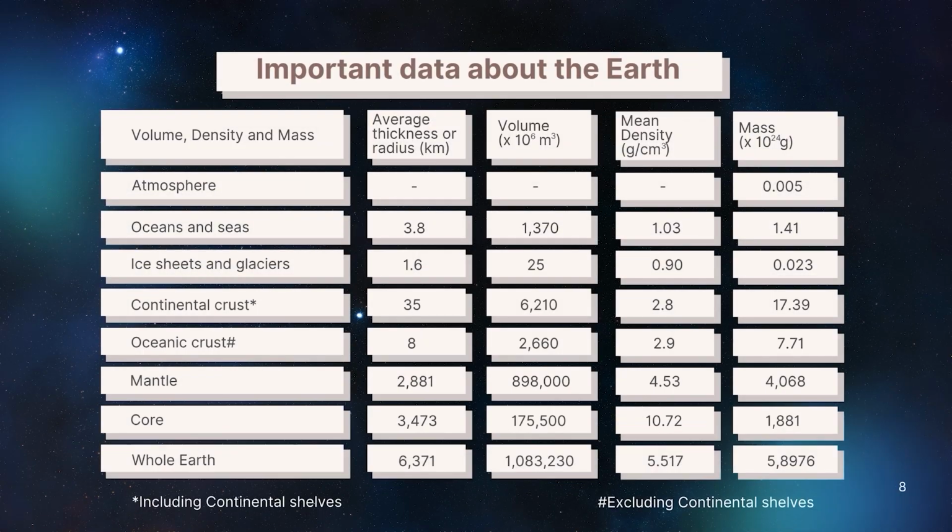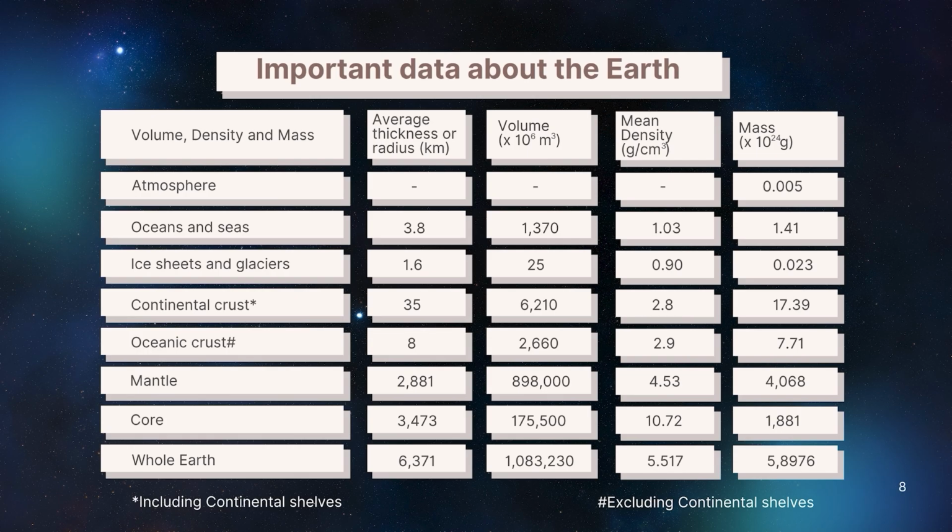After that, if you see carefully, there are different layerings, important data about the earth: the atmosphere, then oceans and seas, ice sheets and glaciers, and after that we get the continental crust. Crust is again of 2 types, continental crust and oceanic crust. Continental crust is different from the oceanic crust. Then mantle, and after the mantle you have a core. These layers are separated apart by several kilometers.